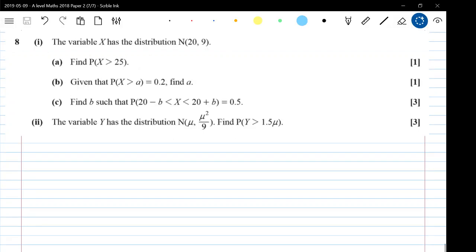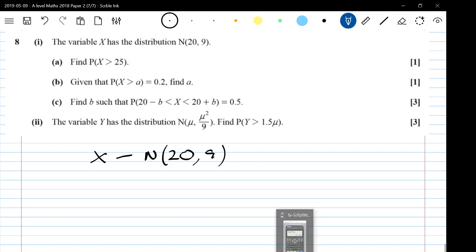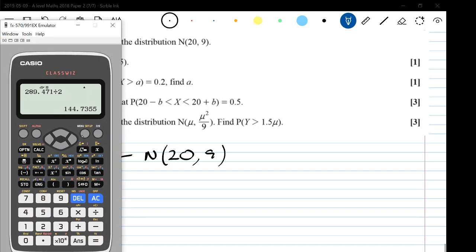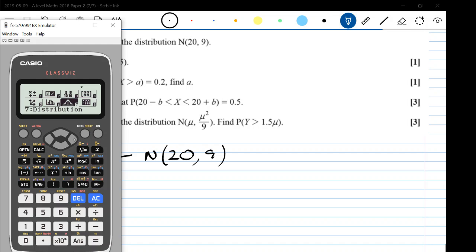Okay, so question 8. The variable x has the distribution N(20, 3²). Find the probability that x is greater than 25. We're just going to do this on the calculator, aren't we? No messing with this. How do you do it on the calculator?